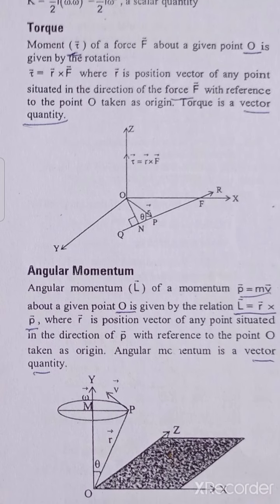Then another example for product of vectors is torque. The formula is given here. Tau vector is equal to r vector cross F vector. Another example is angular momentum. Angular momentum L vector is equal to r vector cross p vector. Here p vector is nothing but linear momentum. Already we know the formula, P is equal to the product of mass and velocity. The corresponding diagram is given here.